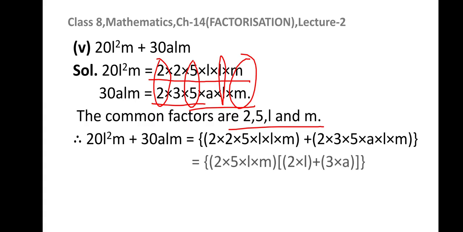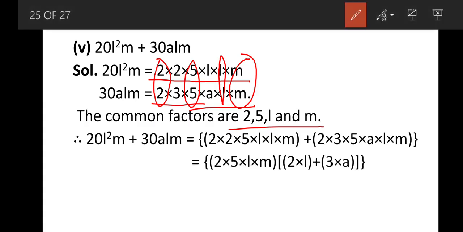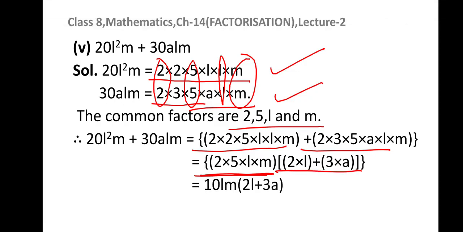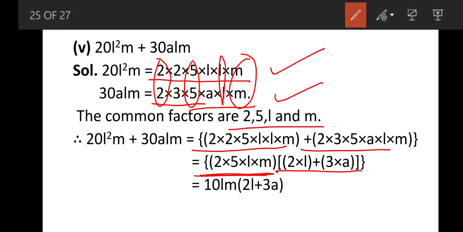Then you are supposed to write, this is what I have written, the factorization of this, and then again the factorization of this. Then the common factors I have written outside, that is 2 into 5 into L into m. The rest I have written inside the bracket. So it will be 2 into 5, 10 Lm bracket. What will be left out of this? This 2 is left, this L is left. So 2L from the first term, this 3 is left, and this A is left. So 3A. So the answer is this one.